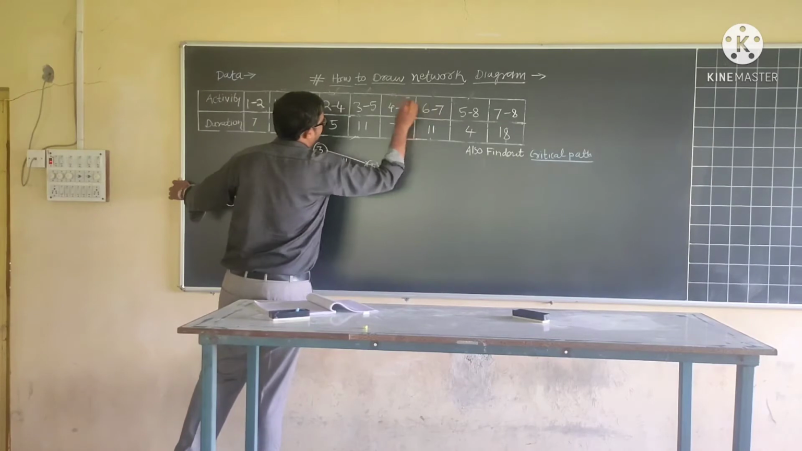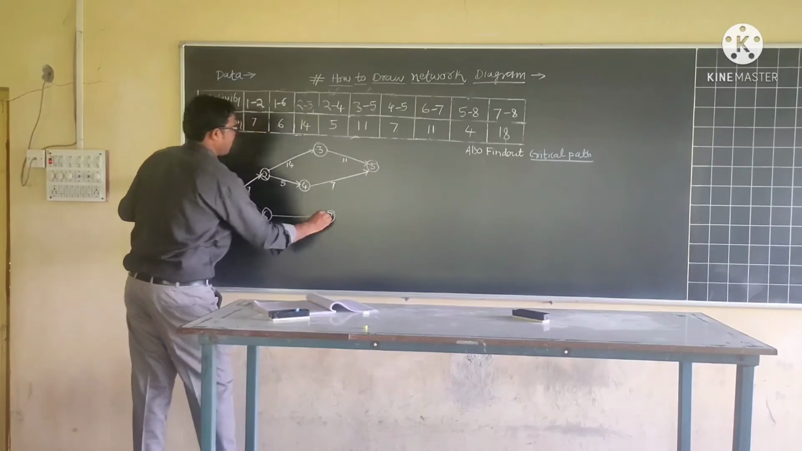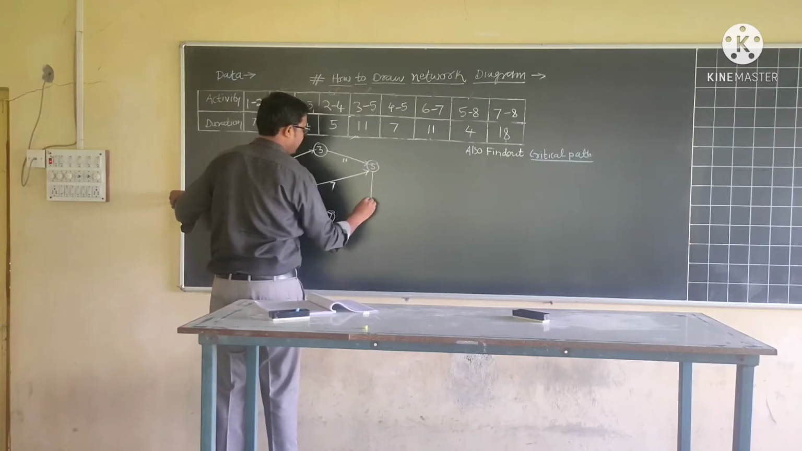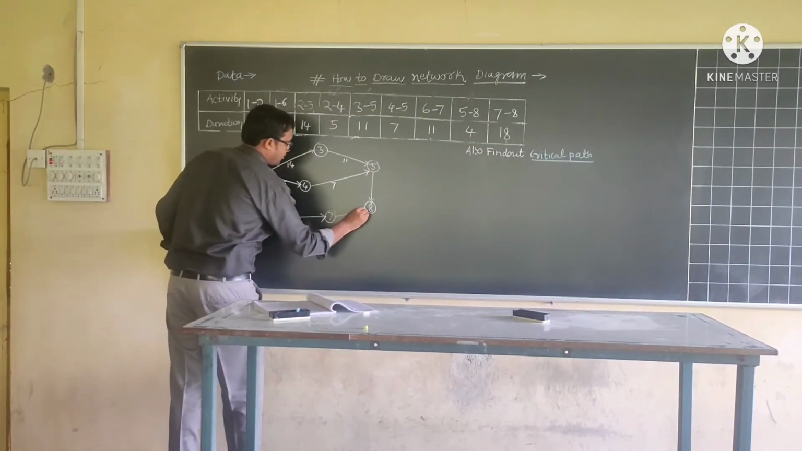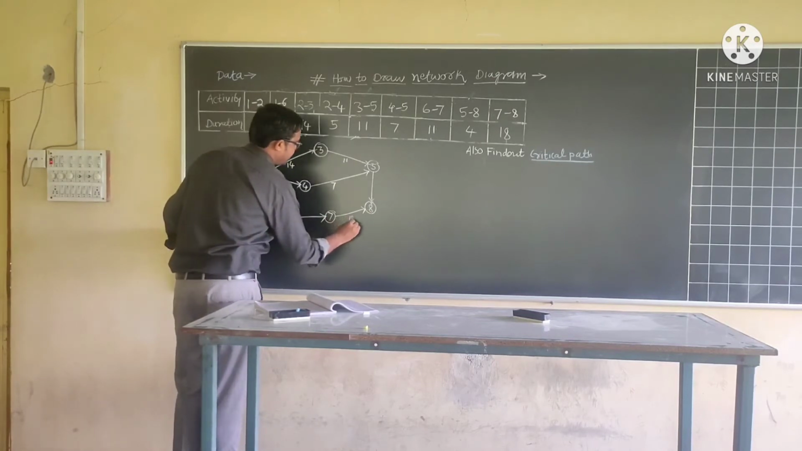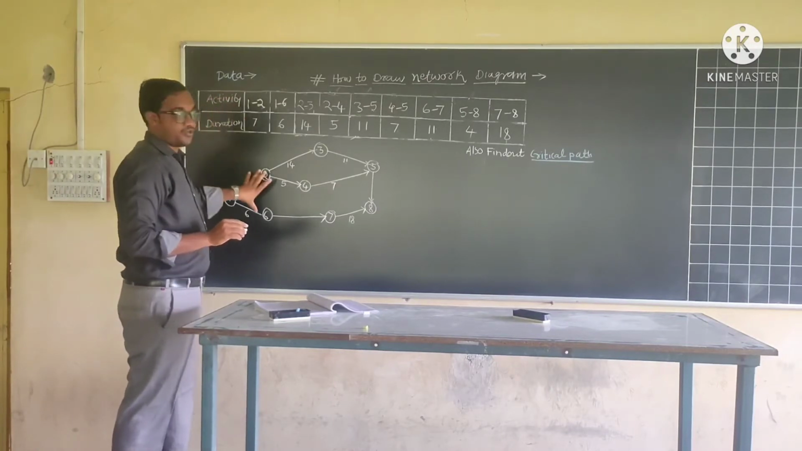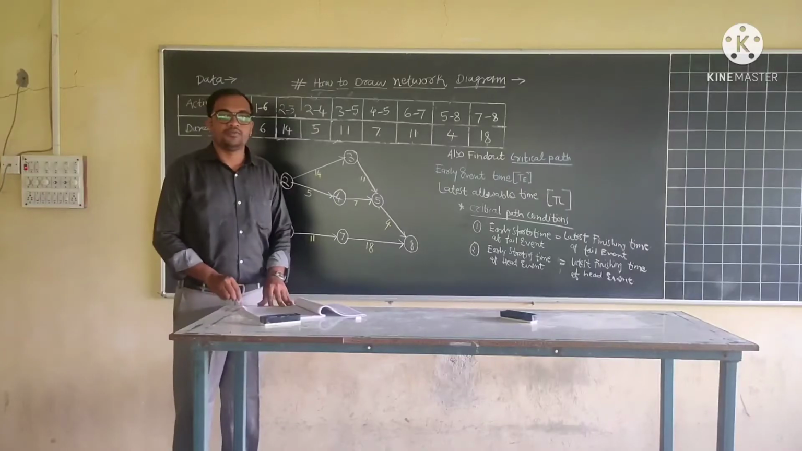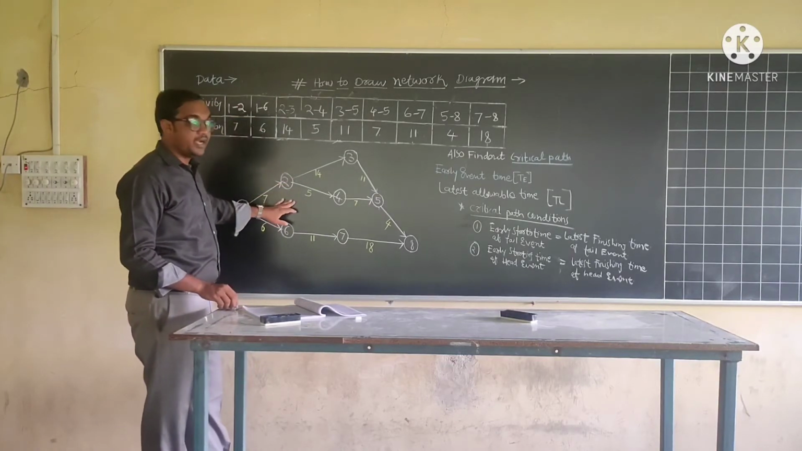Again activity 6 to 7, 11 days. Now activity 5 to 8 will take 4 days. And lastly, activity 7 to 8 will take 18 days for its completion. So in this way, a network diagram of the given data is drawn. All of you now know how to draw a network diagram from given data. Now this is the network diagram of the given data. Depending upon this data, we have drawn a network diagram.